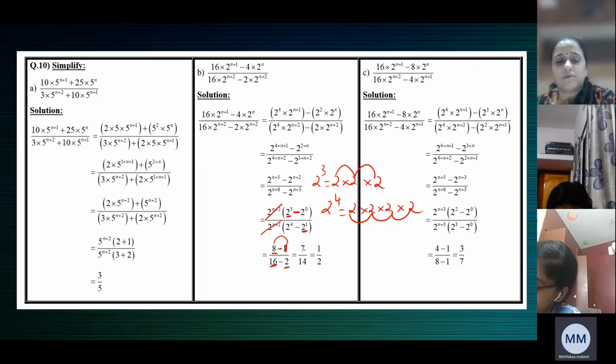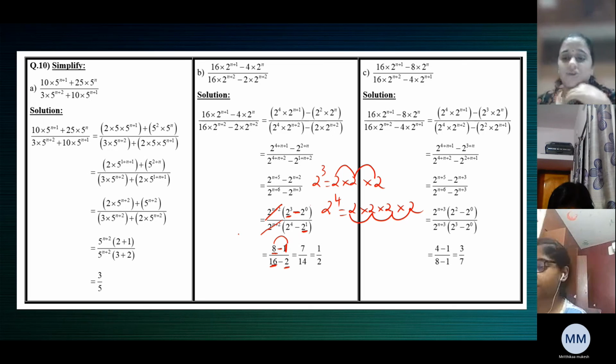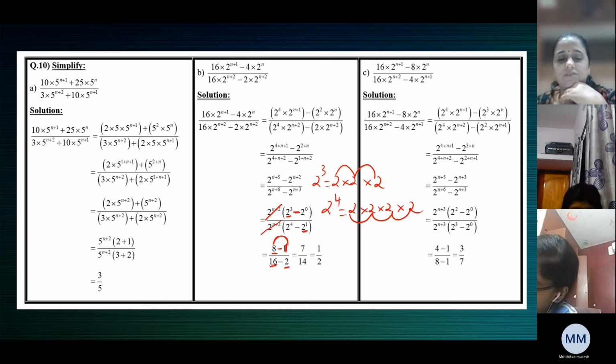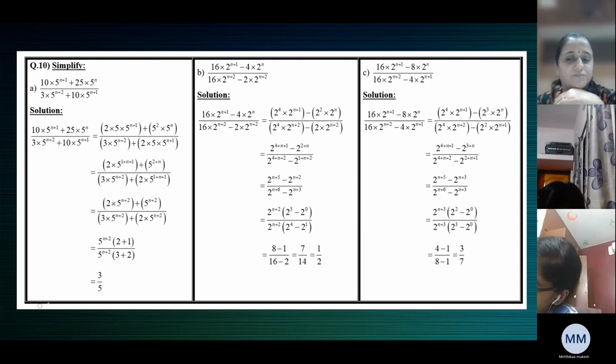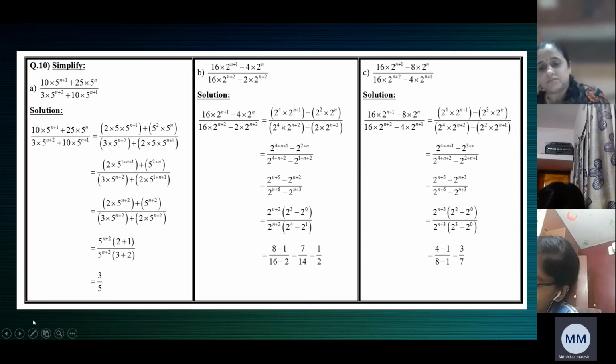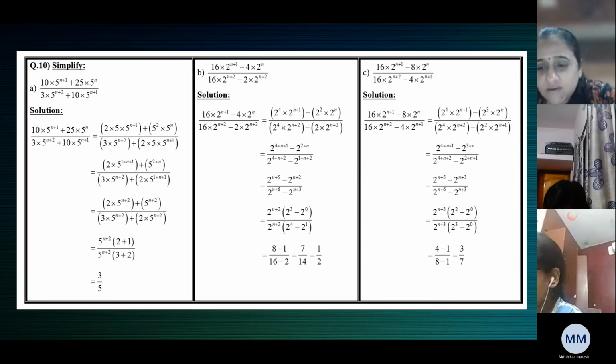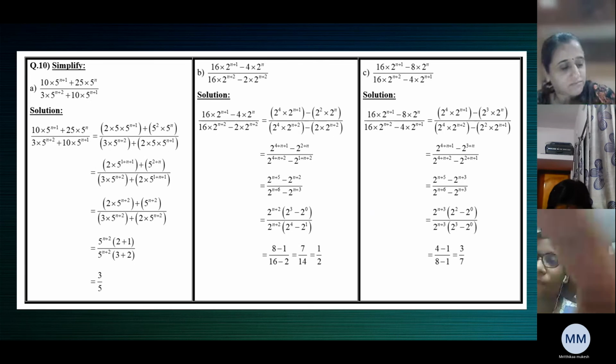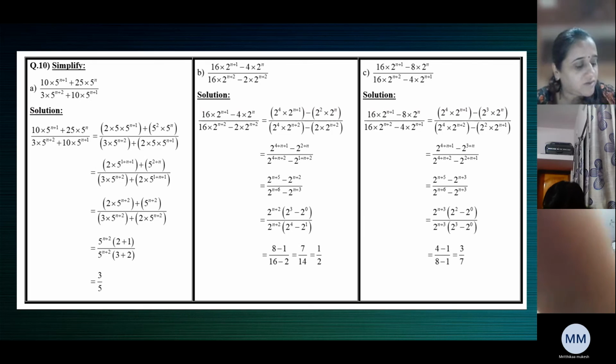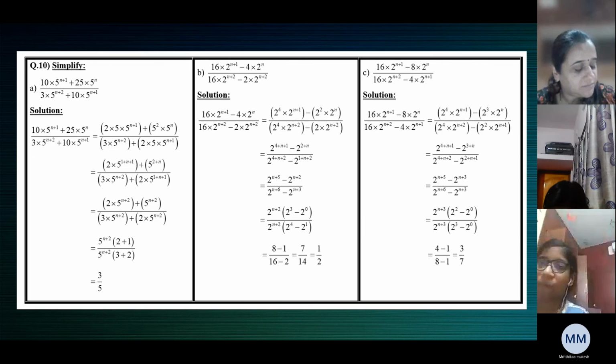And children, can I do the next one? Sure, yes. And children, 8 minus 1 is 7. 16 minus 2 is 14. And that simplifies or reduces to 1 by 2. Okay, please finish writing this. And then Mritika will tell us the third one. Let me know, children, once you're done writing the second answer.